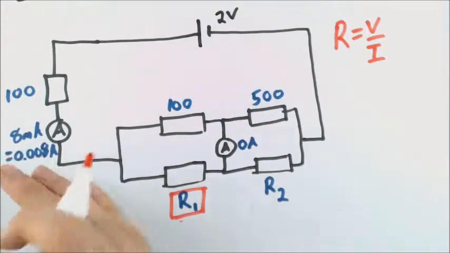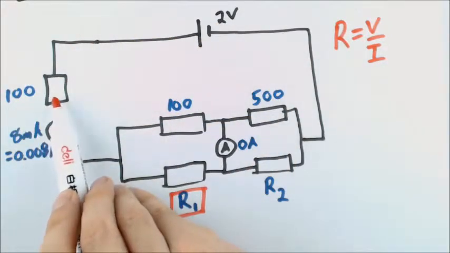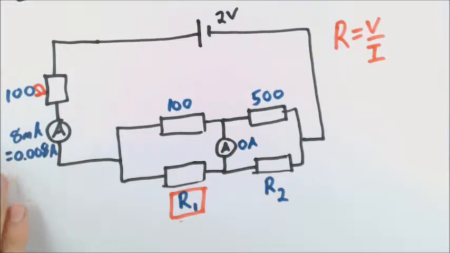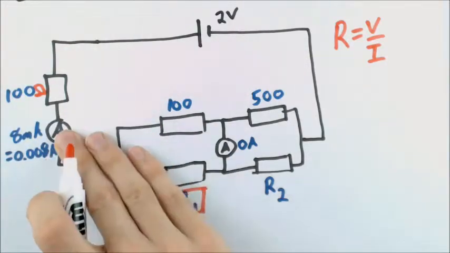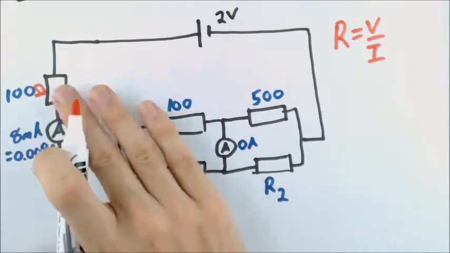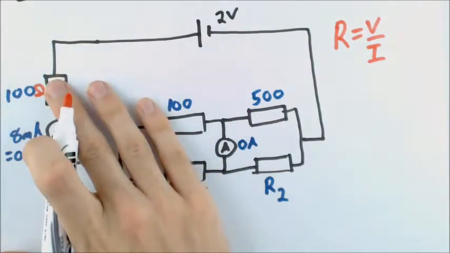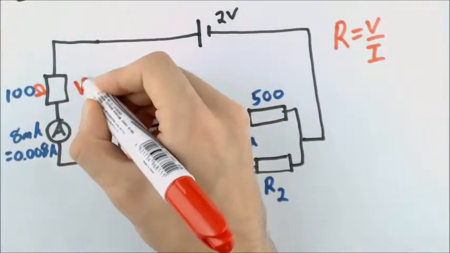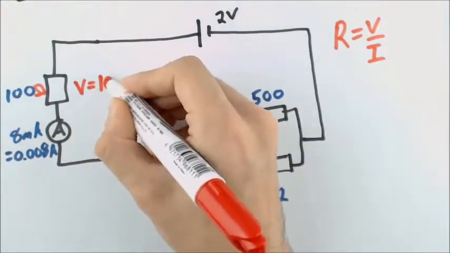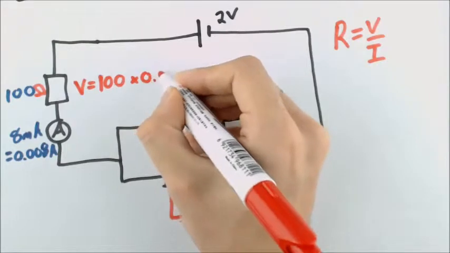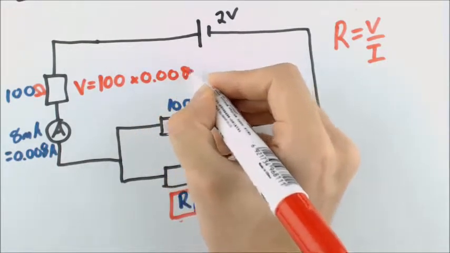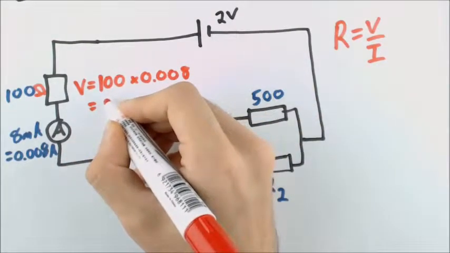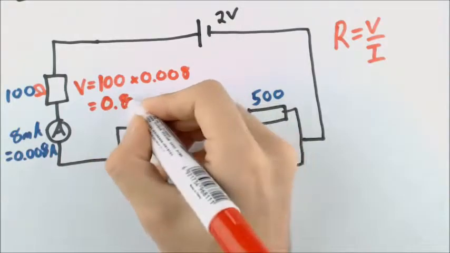Here we find we can do that because we have 100 ohms here, and we have 8 milliamps, or 0.008 amps. And that current has to be the same going through the ammeter as the resistor. That means we can find the voltage drop here. To calculate voltage, it's simply resistance times current. So here we have voltage equals 100 times 0.008, and that equals 0.8 volts.